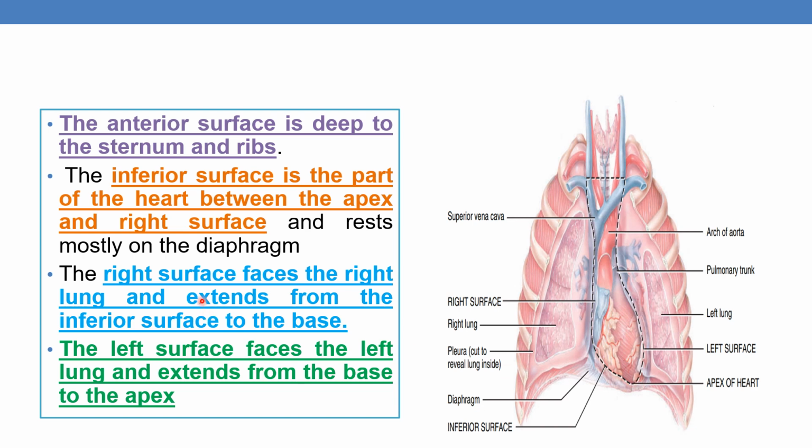Next, coming to the right surface. The right surface faces the right lung and extends from the inferior surface to the base. The left surface faces the left lung and extends from the base to the apex. So these are the various surfaces of the heart.